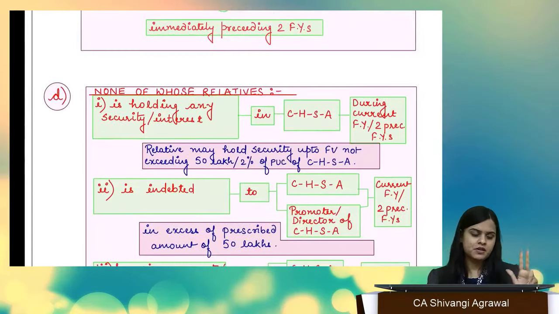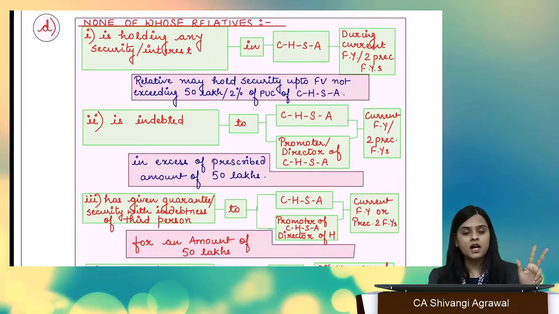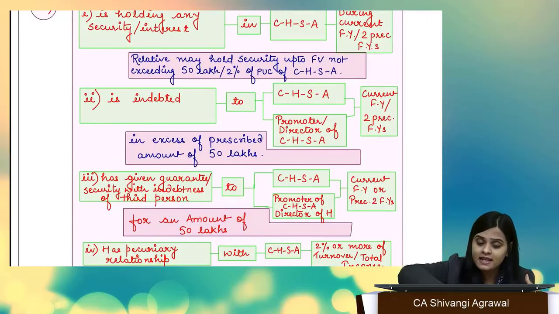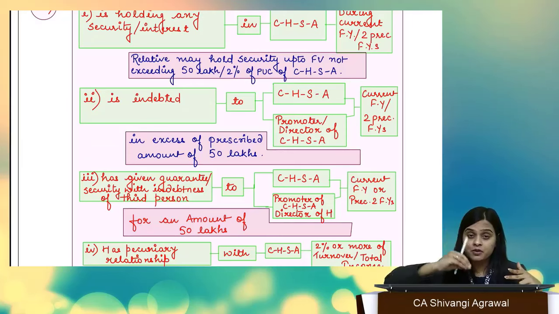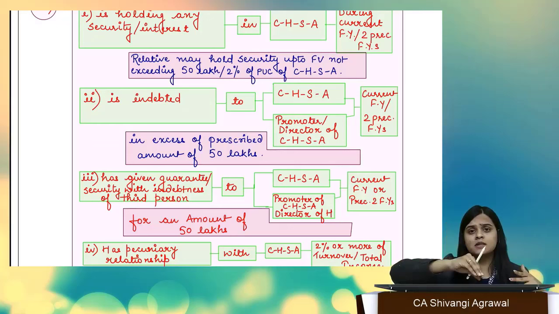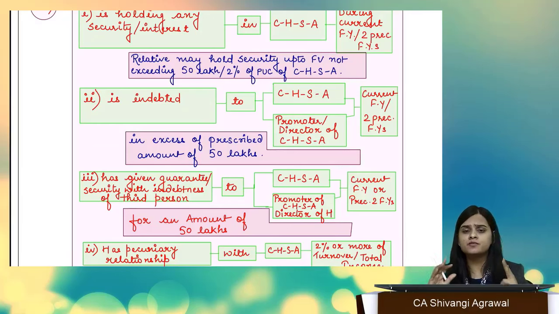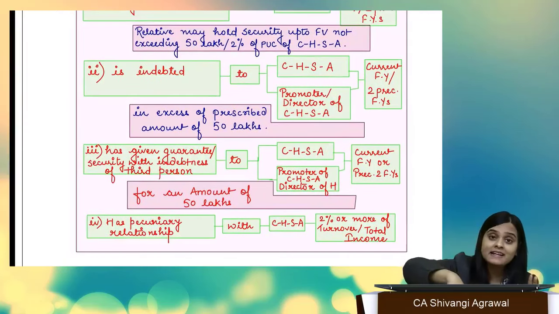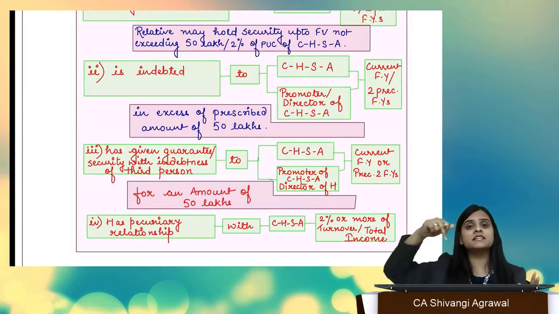So these are the first 3 clauses, easy ones: integrity, experience and expertise, not related to PD of CHSA and not a promoter, and not having a pecuniary relationship. Then comes D, which is for the relatives. Your relative should not be holding security in CHSA. There is a limit that if it holds security up to 50 lakh or 2% of paid up capital, it is allowed.